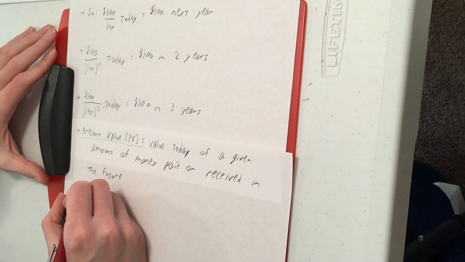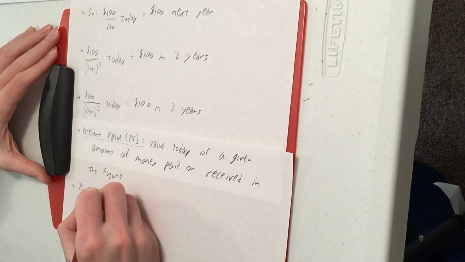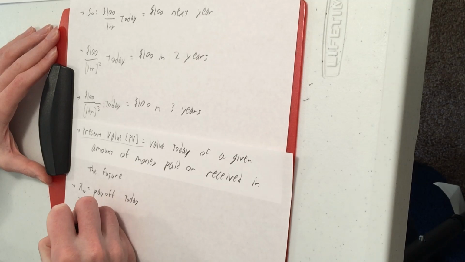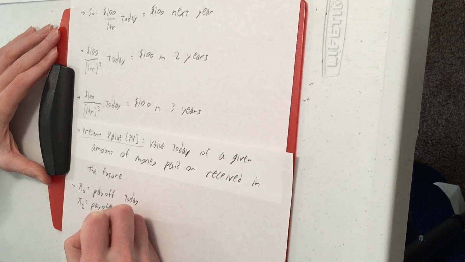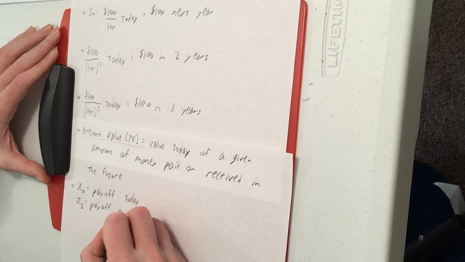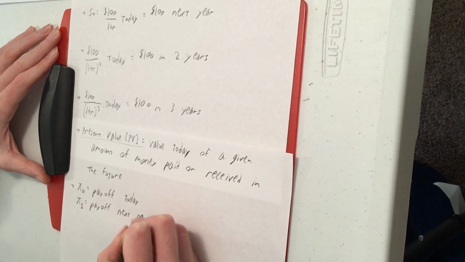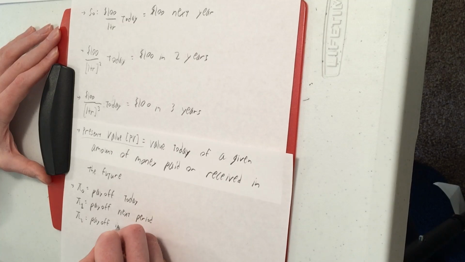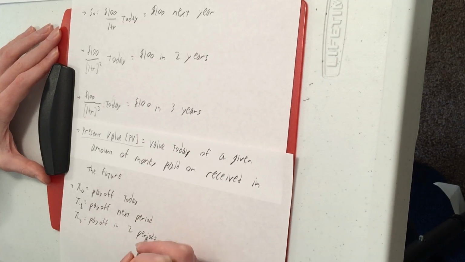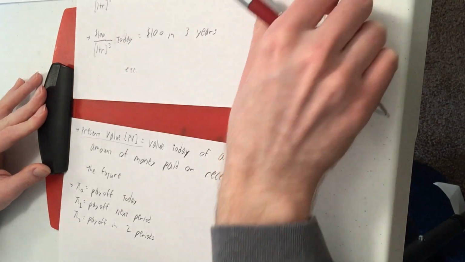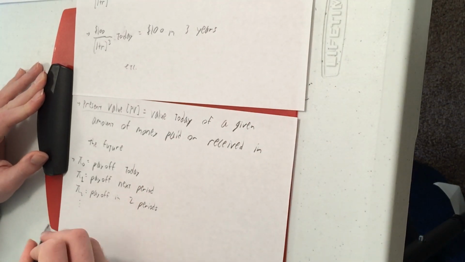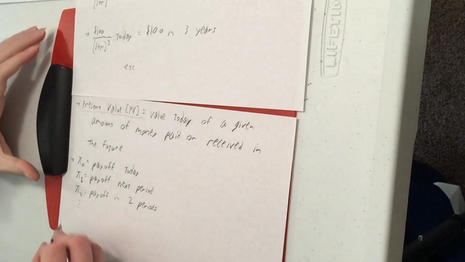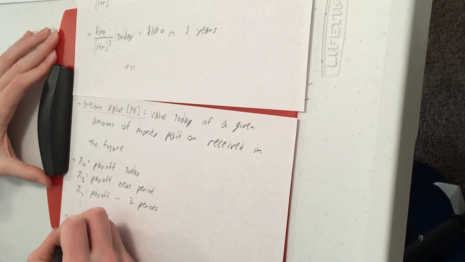So for notation, let's say that pi 0 is going to be your payoff today. pi 1 is going to be your payoff next period, the next repetition. And pi 2 is going to be your payoff 2 periods from now. Etc. Then in math, here's the big formula for present value. And this is an important result.